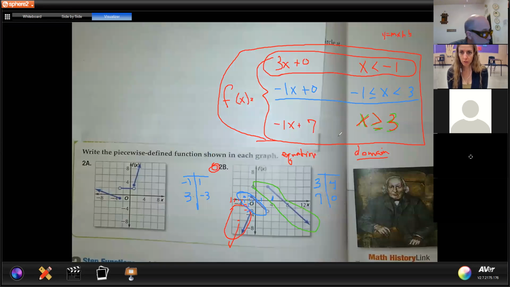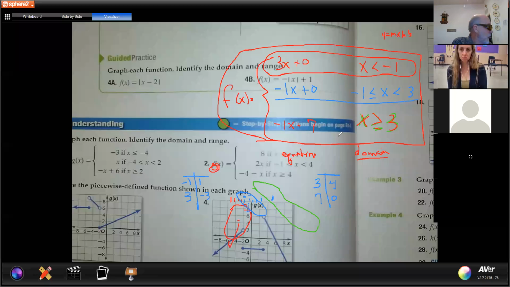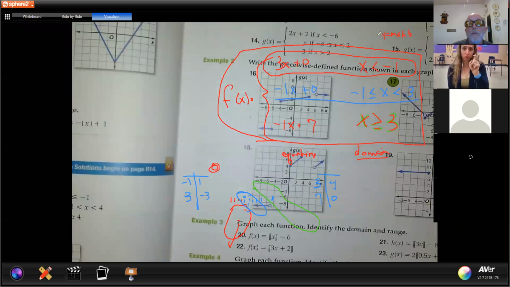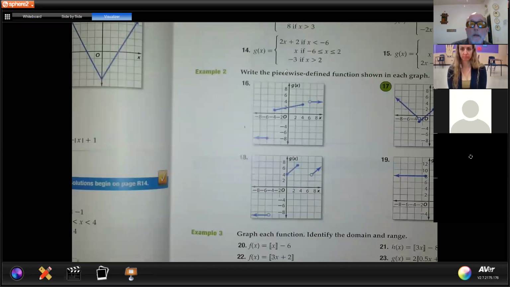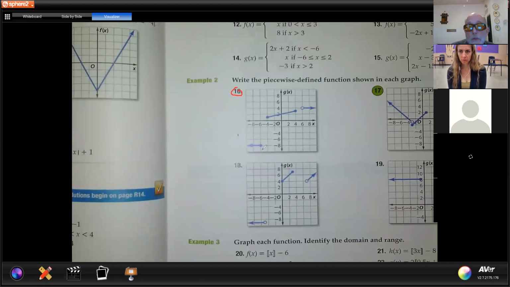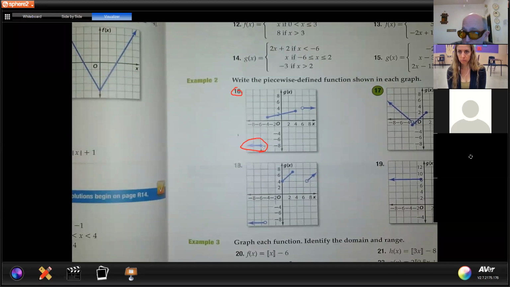Now then, I want to show you there's one tricky thing on today's homework. Look at question 16. See, there's a horizontal line right here. If you're doing horizontal lines, remember that's just y equals a number. In fact, this one's y equals -8.